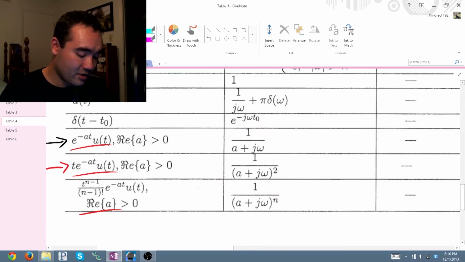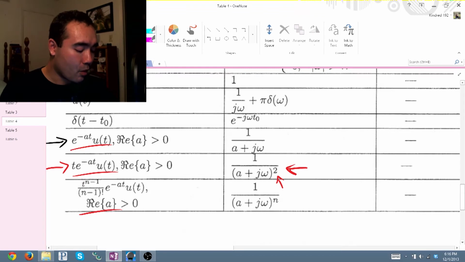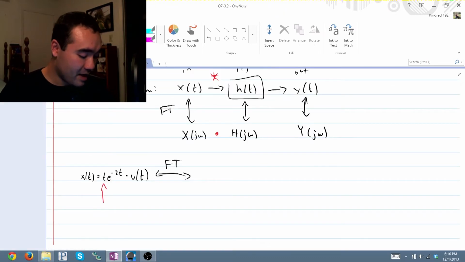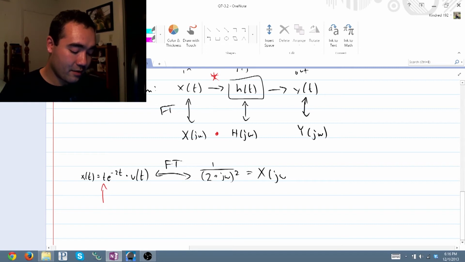transforms into this expression where you have a square in the denominator. And that's all that t signifies, is that there's a square. If you have something more than just t, then you can end up with, and this is more of a general expression, this last one here. But because we have a t, we end up with 1 over 2, because that's our value of a, plus j omega, the quantity squared. So this is our capital X of j omega.